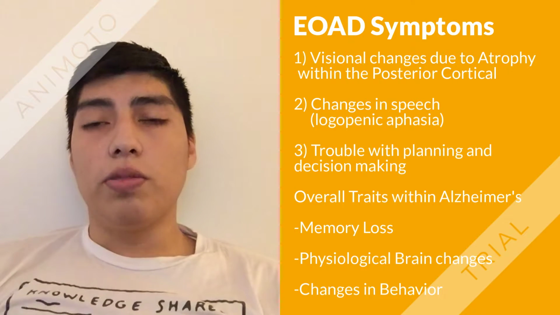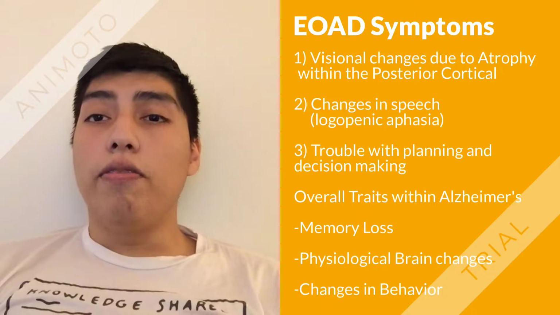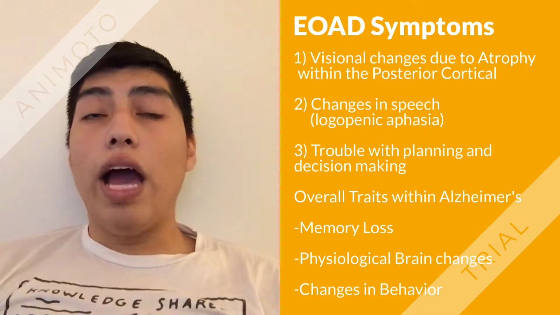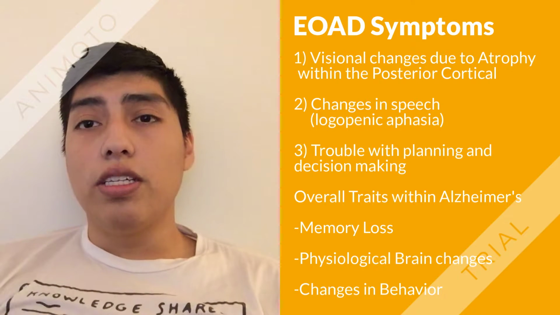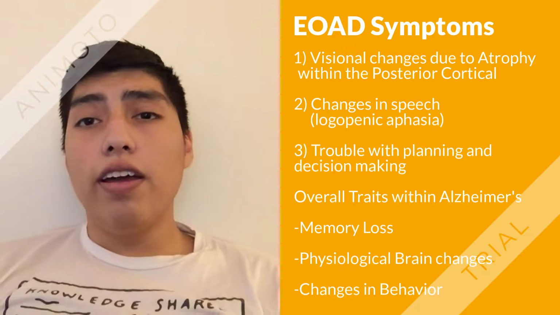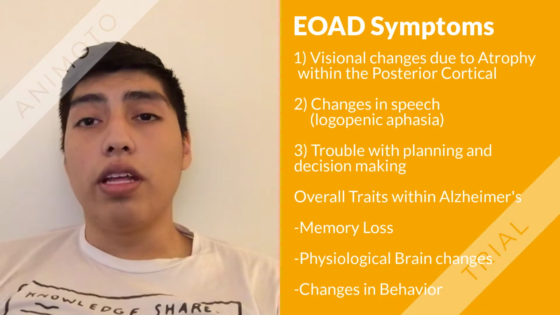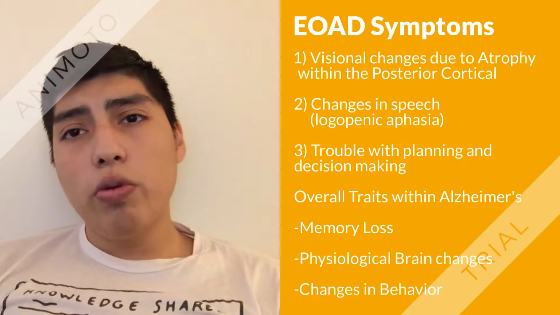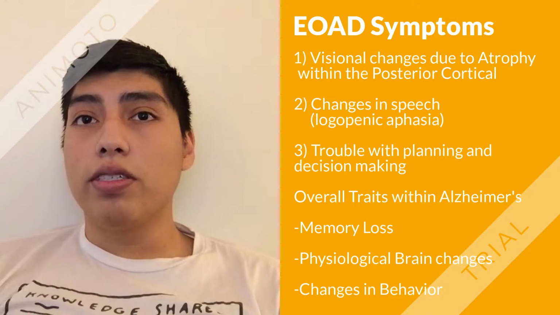In early onset Alzheimer's disease, we see a specific change within the vision. Vision is changed due to atrophy within the posterior cortical. After that, we usually see changes in speech, also known as logopenic aphasia. And then finally, one of the hallmark traits is a lack of decision and planning skills within their behavior. Seeing these three is a red flag for diagnosing early onset Alzheimer's disease.